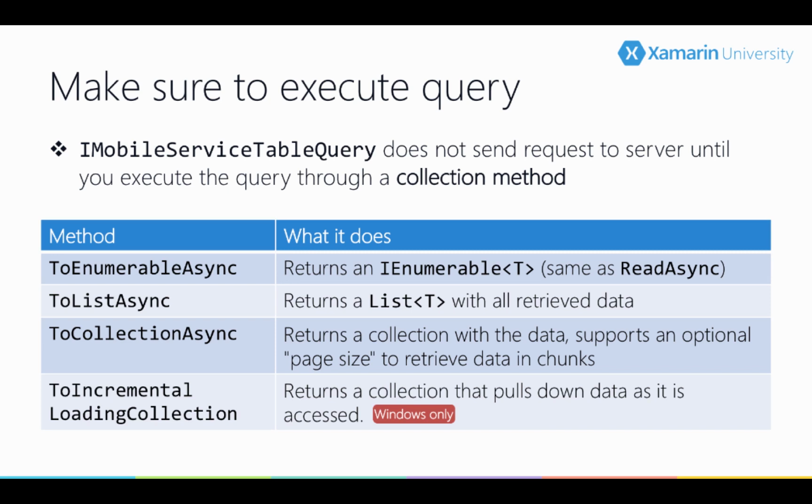First, there's the ToEnumerableAsync method, and that'll return an IEnumerable of a generic type T. And this is the same as executing the ReadAsync method. We have the ToListAsync method, which returns the data as a list of generic type T, which is often an easier collection type to work with. There's also the ToCollectionAsync, which returns a collection and allows you to return a paged dataset so you can receive information incrementally if you need. And if you're on the Windows platform, you can also use the ToIncrementalLoadingCollection, which will let you download DTO objects as you're accessing them.